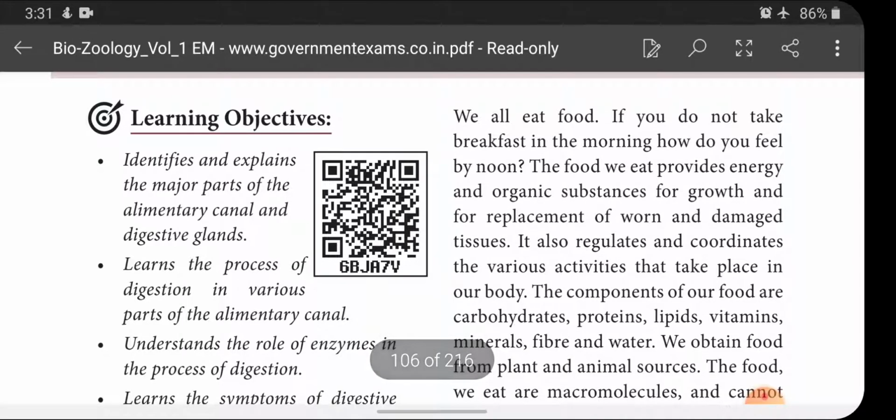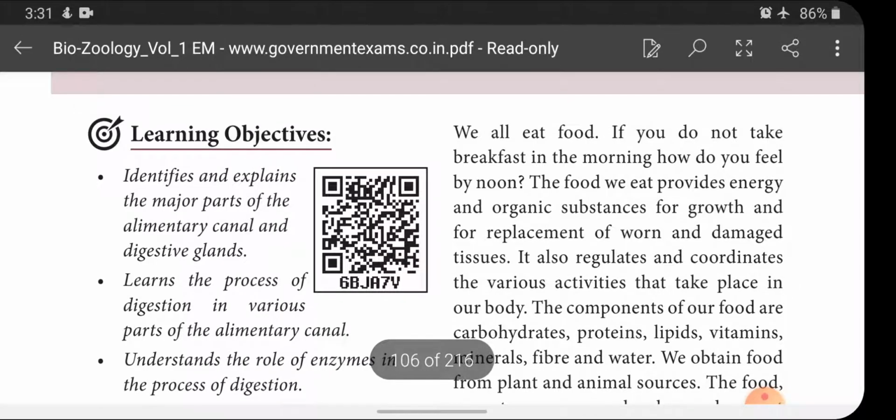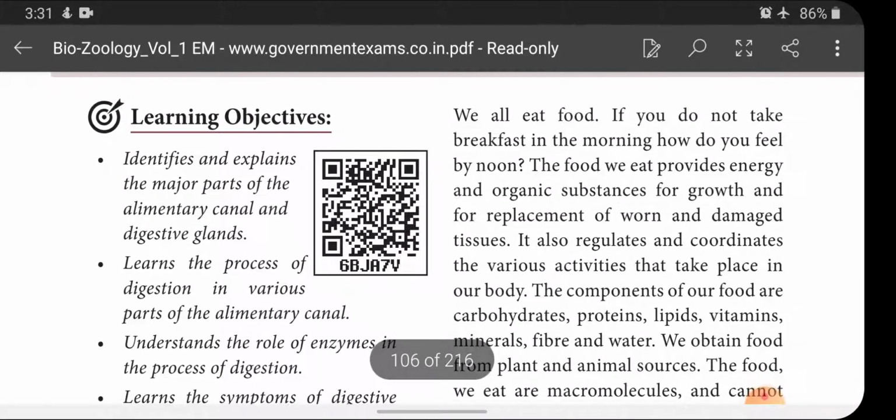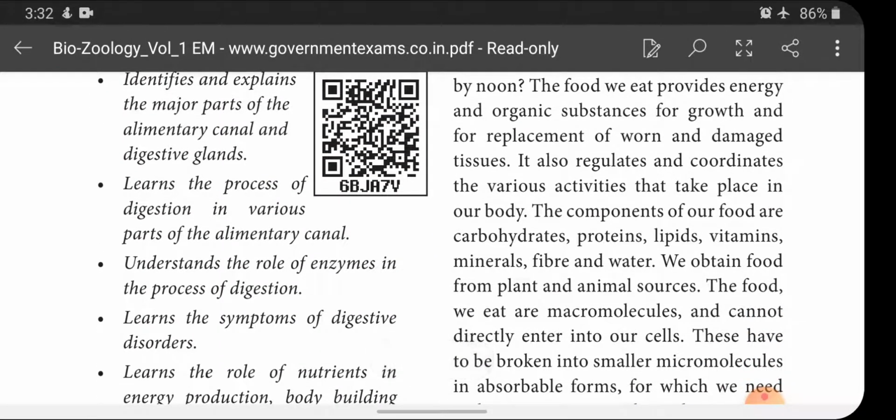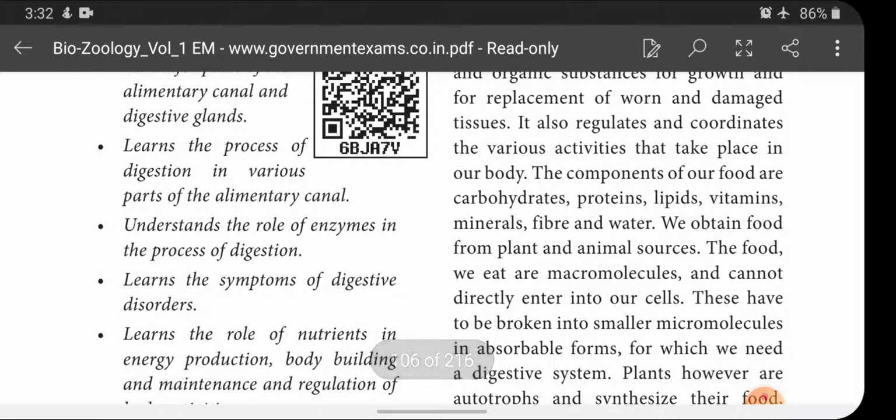We all eat food. If you do not take breakfast in the morning, how do you feel by noon? The food we eat provides energy and organic substances for growth and for replacement of worn and damaged tissue. It also regulates and coordinates the various activities that take place in our body. The components of our food are carbohydrate, protein, lipid, vitamins, minerals, fiber and water. We obtain food from plant and animal sources.